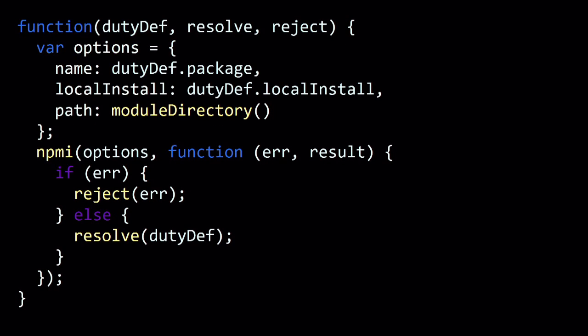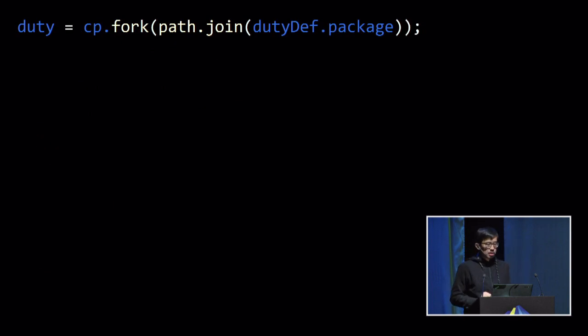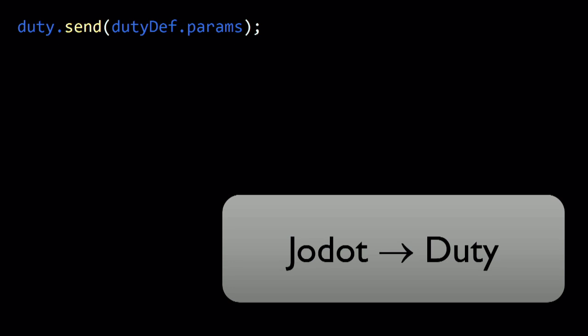So what Jodo does is, it gets the list that we saw previously. It runs through it, and for each item in the array, it actually installs the package from npm via the npmi package that's also from npm. So once it's installed the duty, it actually forks a duty process as a child process. And it starts sending duty calls to the child process duty.